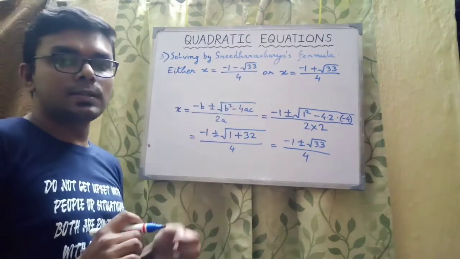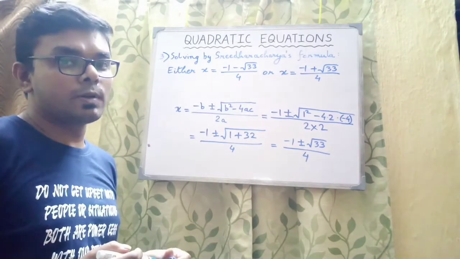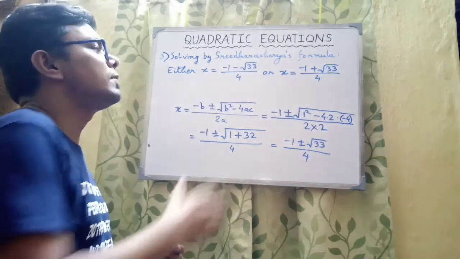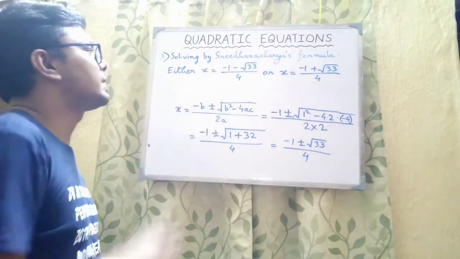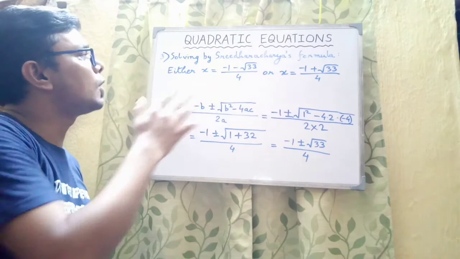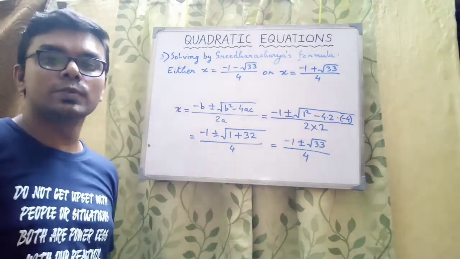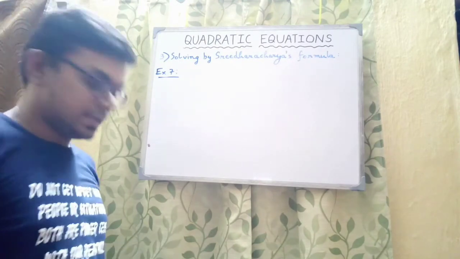Now we see that 33 is not a perfect square. So the square root of 33 will not be a rational number. So we will just leave it in the surd form. That is, we will just write square root of 33 like that. So I'll just show another example of how to solve a quadratic equation using Sridharacharya's formula. Here we are with example 7.